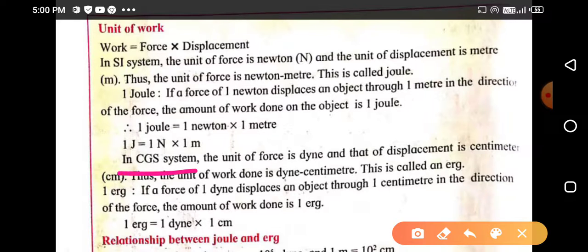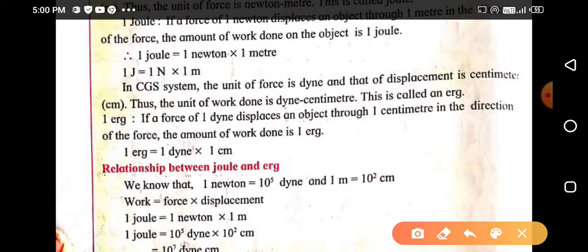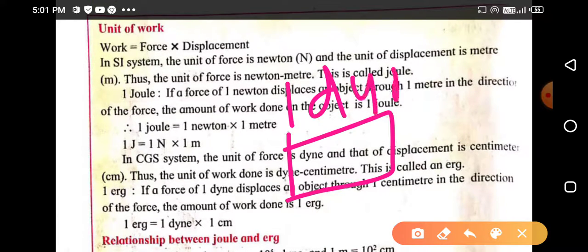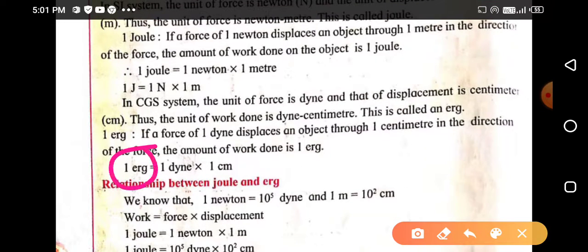Then in the CGS system, the unit of force is dyne and that of displacement is centimeter. Thus the unit of work done is dyne centimeter, which is also called an erg. So what is 1 erg? If a force of 1 dyne displaces an object through 1 centimeter in the direction of force, then the amount of work done is 1 erg. Suppose you apply a force of 1 dyne on this object so that it displaces 1 centimeter, then the work done is 1 erg. So 1 erg is 1 dyne into 1 centimeter.